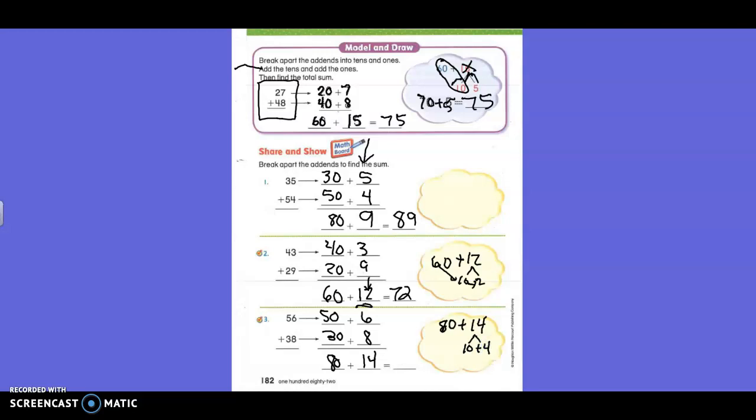Then what do I do? I broke it up. What do I do now that I broke it up? Kinley? Add the 80 to the 10. What's 80 plus 10, guys? 90. Then what do I do after I got my 90? Lena? Add the 4. So what does that make that new number? 94. Okay, I think you guys are getting it.